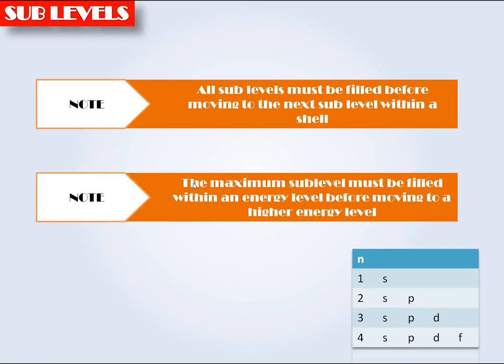The next note is that the maximum sublevel must be filled within an energy level before moving to the higher energy level. That's just what I explained earlier. So you have to fill up this sublevel before you move to the higher energy level, right? If I'm in 1, I have to fill up S before I even jump to the next energy level, then fill up all these other sublevels before I jump to the next energy level. It just goes on like that, right?